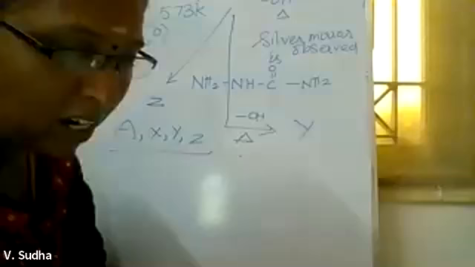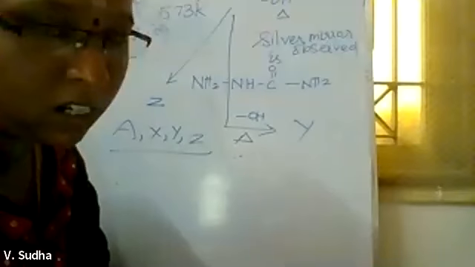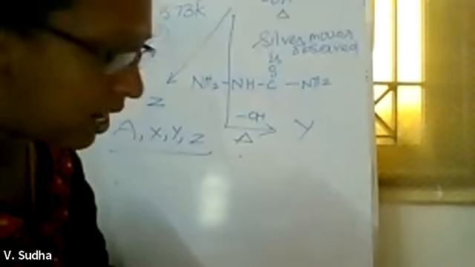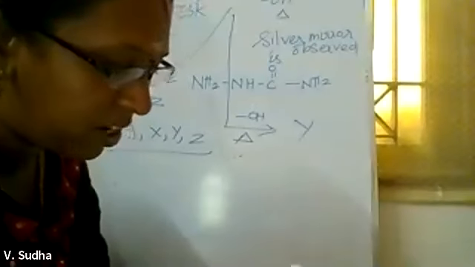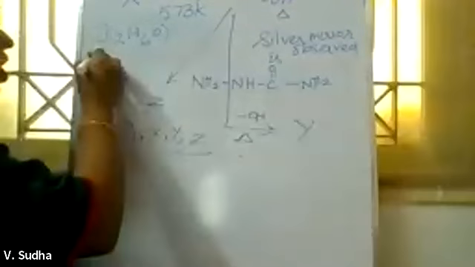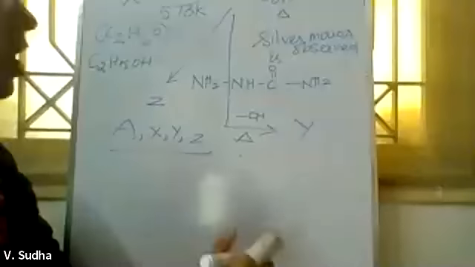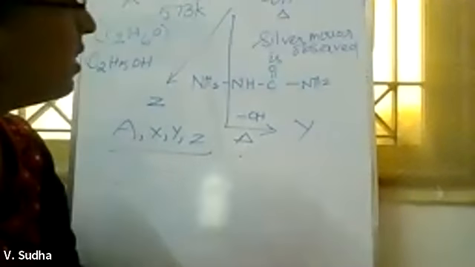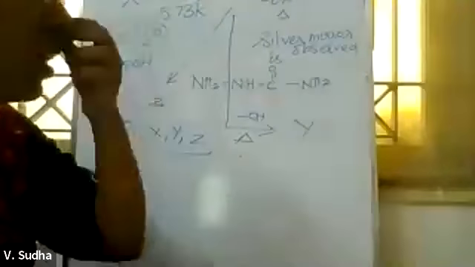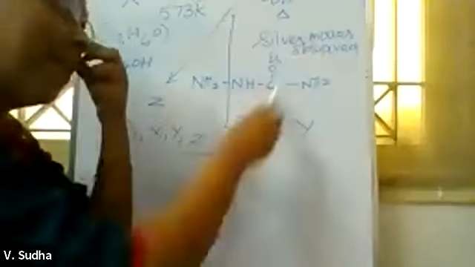Phenol. It is an alcohol. C6H6O, whereas this is C2H6O. Ethanol on treatment with copper will give you what? Even if you don't know that, it doesn't matter. What gives a silver mirror? Aldehyde.